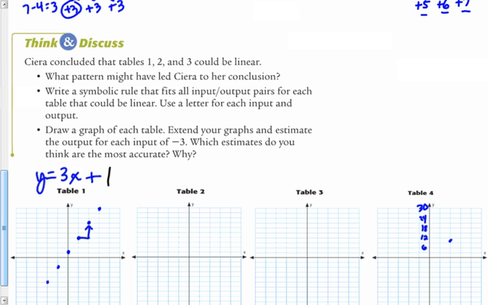Over 3, up 15, that's right there. Over 4, up 21, that's about right there. And over 5, up 28, that's right there. And if you look closely, you can see that it is starting to curve.